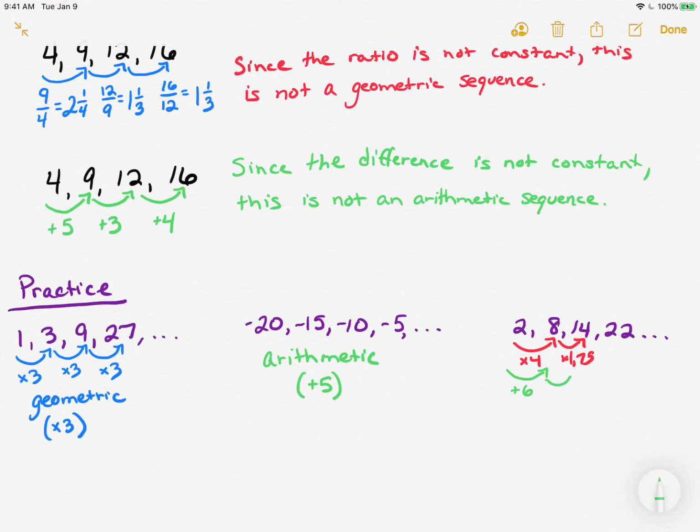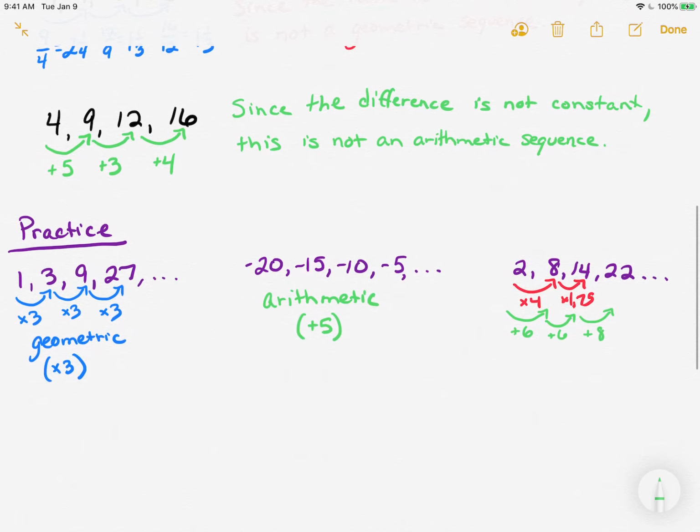To get from 8 to 14, I add 6. Looking good. To get from 14 to 22, I add 8. So this one is neither.